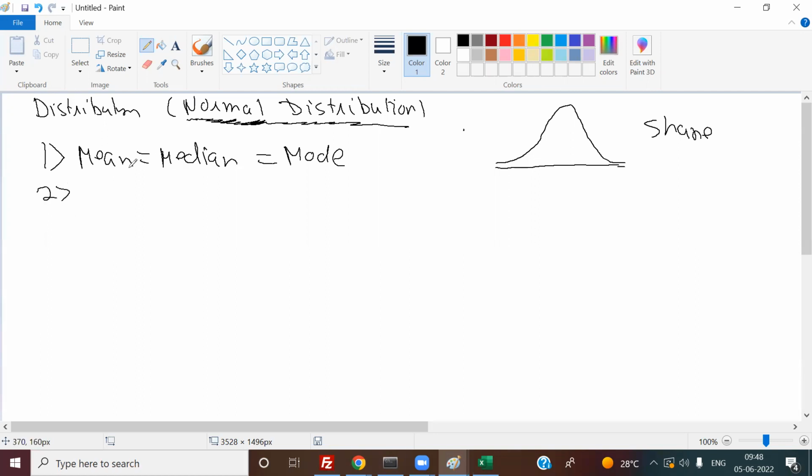Another property of normal distribution is that it is symmetric. It is symmetric around the mean.